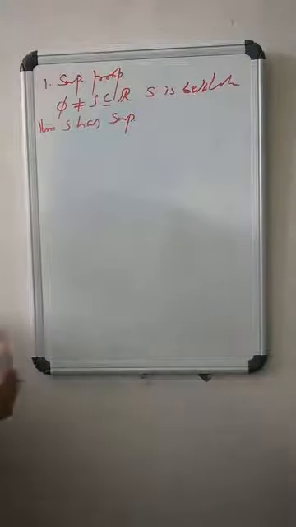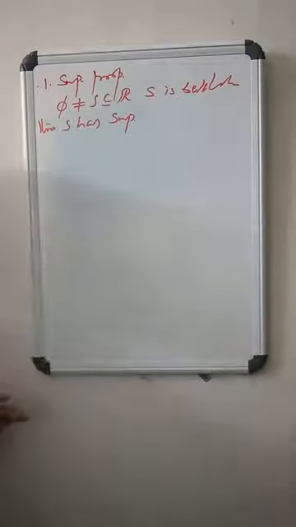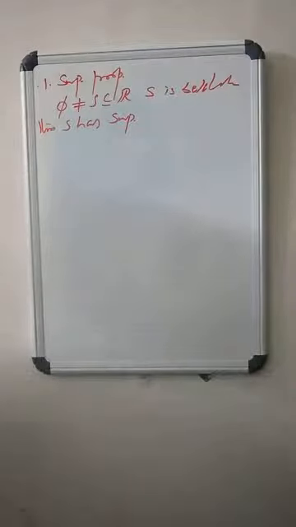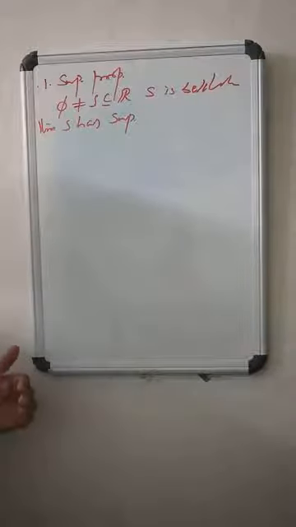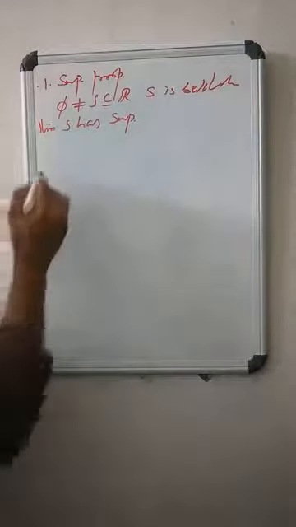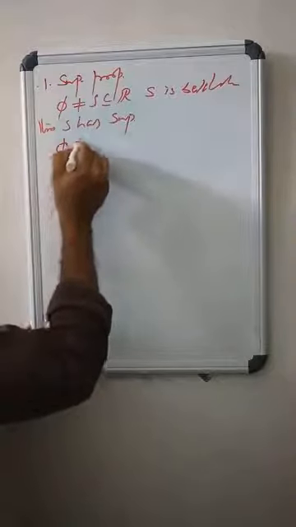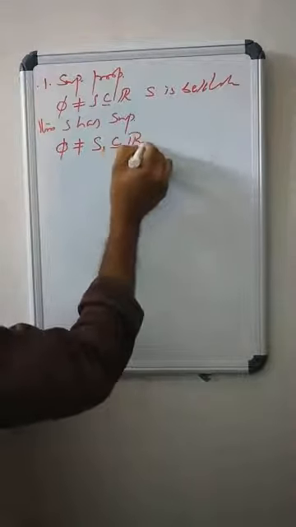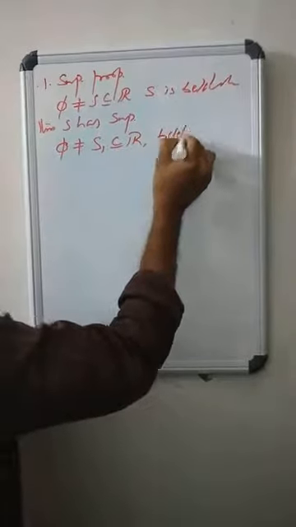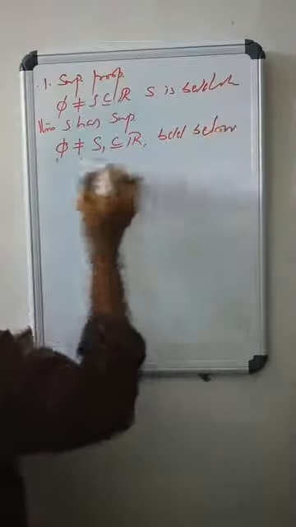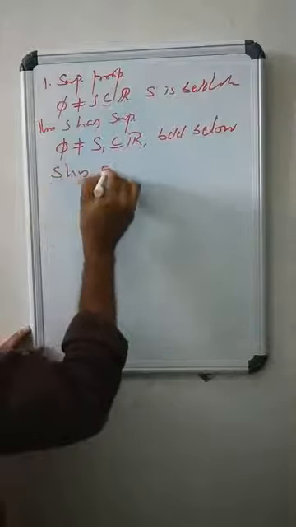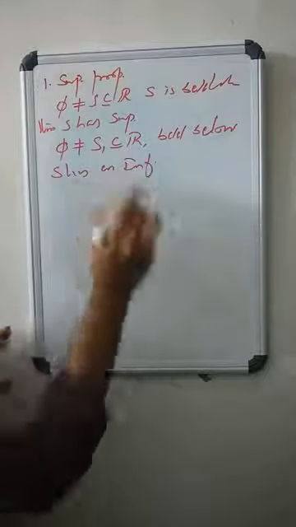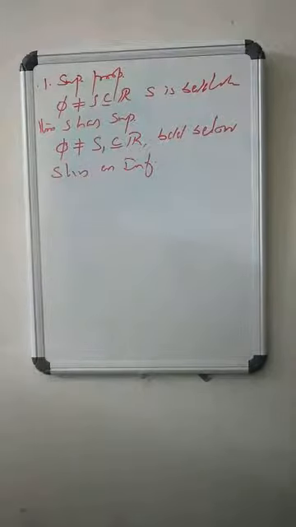Similarly, every non-empty subset of the set of reals which is bounded below has an infimum. Let S1 be a non-empty subset of R which is bounded below, then S1 has an infimum. So this is the completeness property of the set of reals, that is, the supremum property and the infimum property.